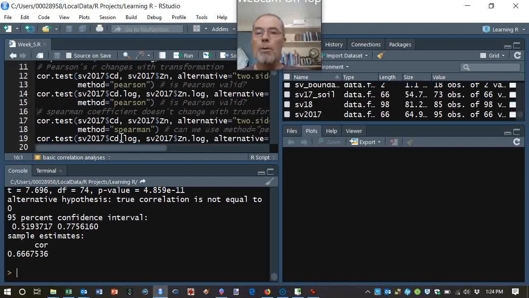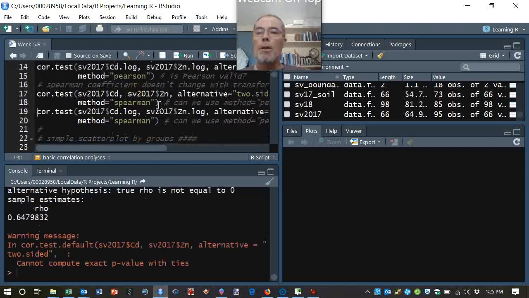We can also, for poorly conditioned, that is non-normally distributed data, use the Spearman correlation test because that doesn't require our variables to be normal. It is based on the rank of the data within the variable rather than the actual values themselves. So it should be independent of any transformation. So let's try that first with the untransformed variables. Run that. And then with the transformed variables.